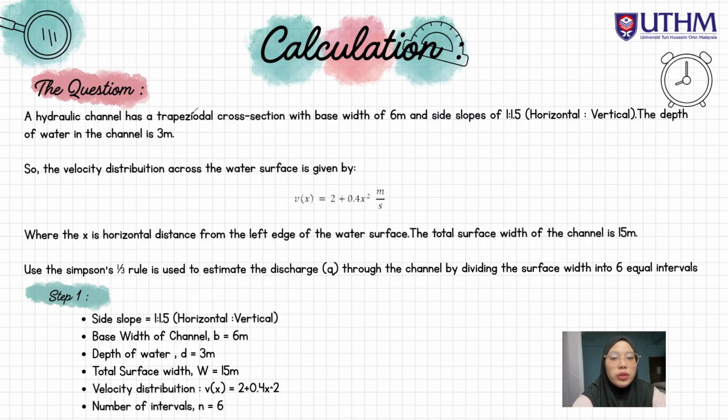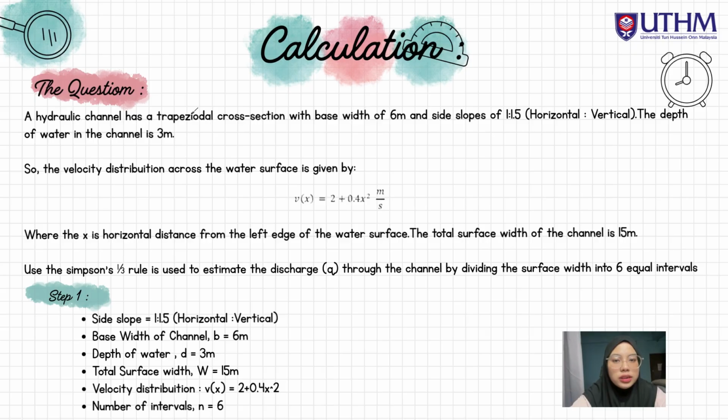The total surface width of the channel is 50 meters. For this calculation, we use Simpson's 1/3 rule to estimate discharge through the channel by dividing the surface width into 6 equal intervals. For step 1, we must know the side slope, base width of channel, depth of water, total surface width, velocity distribution, and number of intervals.